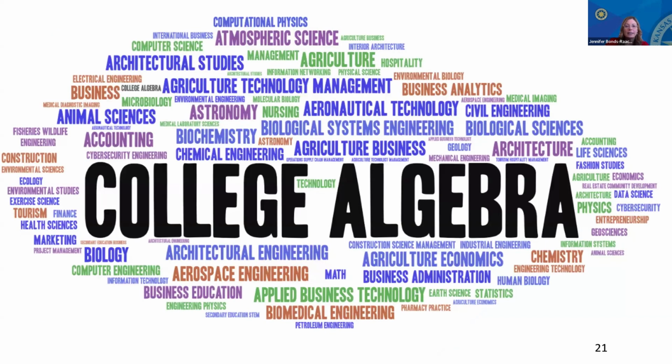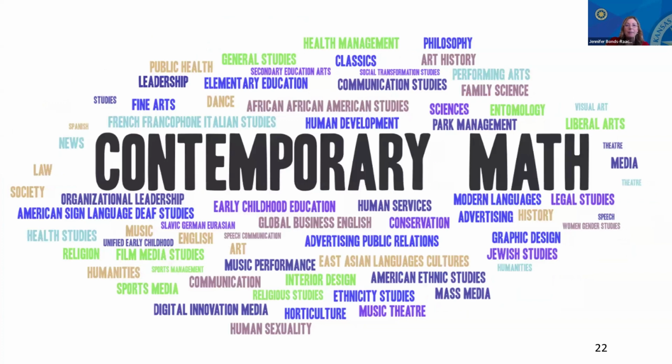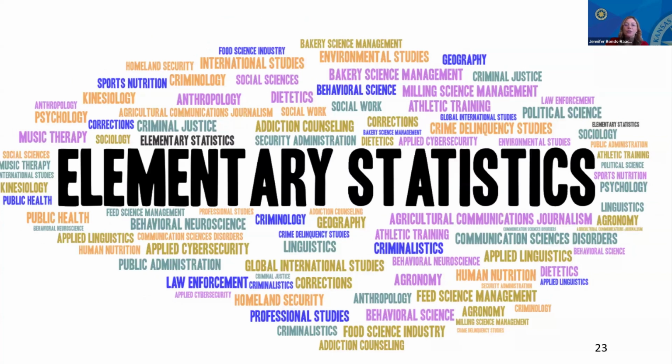I'd like to start by taking a high-level look at the types of programs and their Gateway Math course selections. The goal is to give a sense of the types of programs where each Gateway Math course will be most applicable. This word art depicts the types of majors that selected college algebra for their Gateway course. Example programs include engineering, chemistry, biology, and business. Looking at contemporary math, this word art depicts the types of majors that selected contemporary math, such as humanities, art, and communication. And finally, this word art illustrates the types of majors that selected elementary statistics. Example programs here include psychology, sociology, and criminal justice.